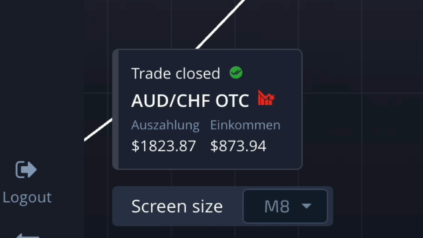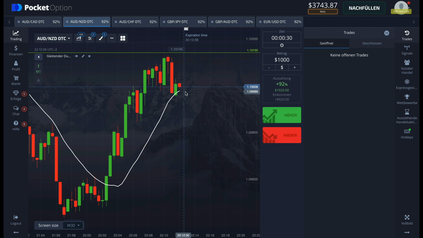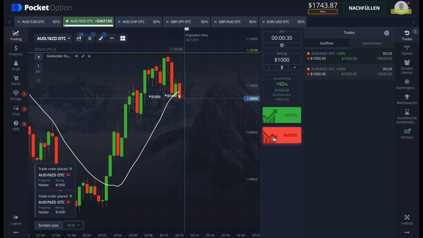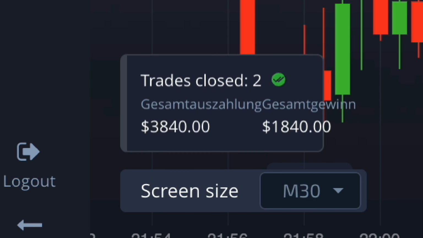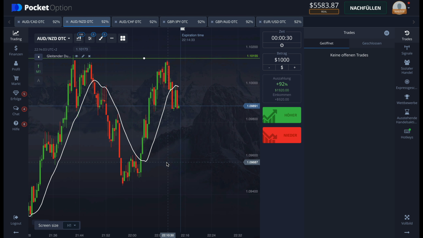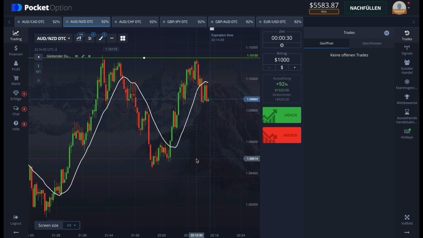Nice, balance increased. Let's step into the last trade. Same as always. Wait for the candle to break the moving average, confirm the breakout and take the trade in down direction. Look, profit again. We made $5K out of $50 in just 9 trades.